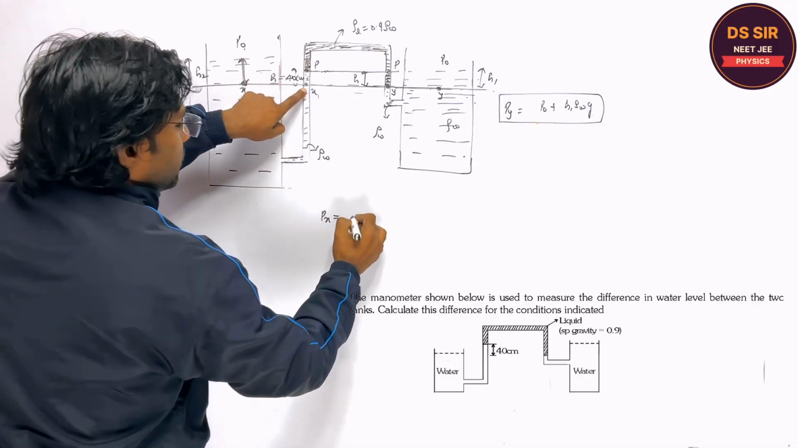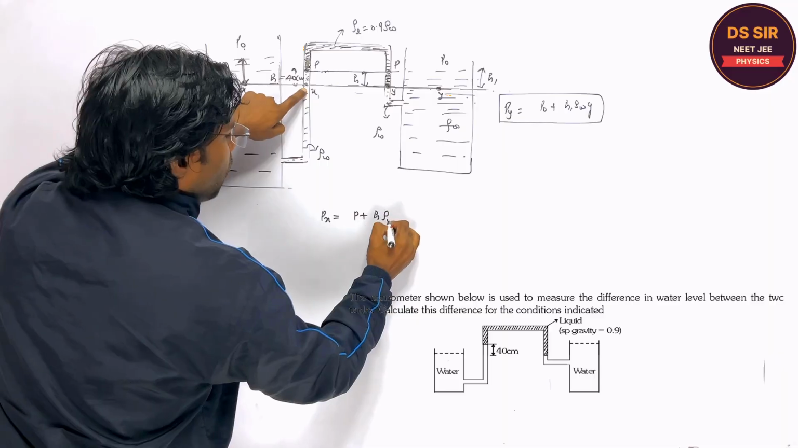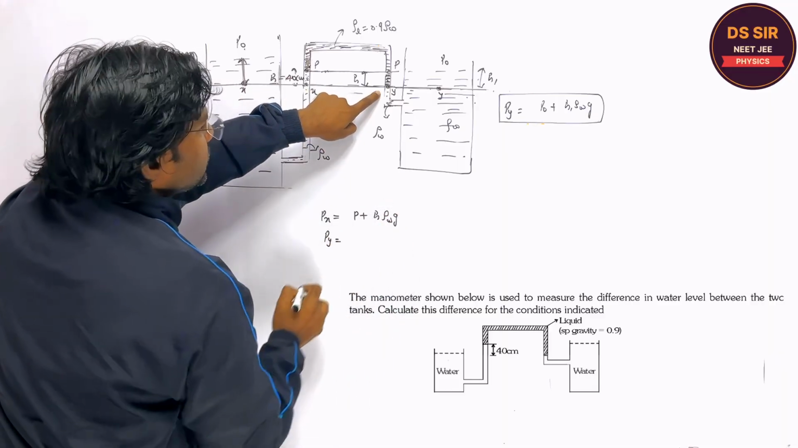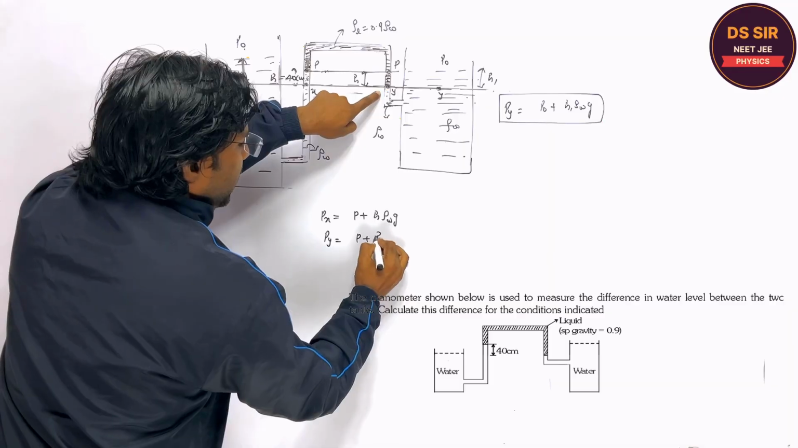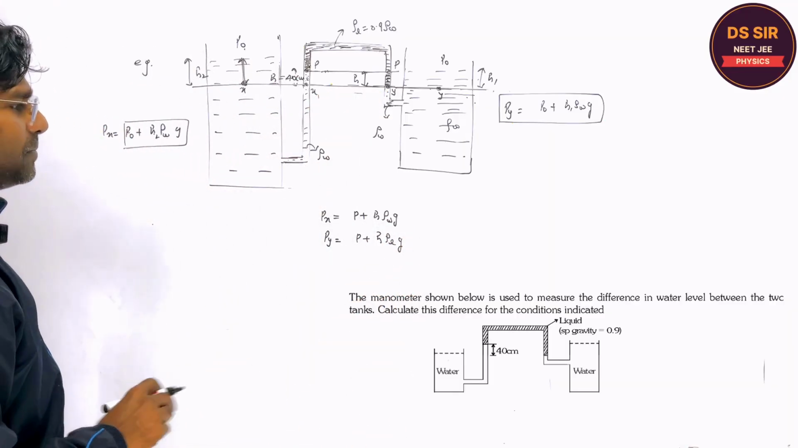On the left side, P plus H rho water into G. What is the pressure at the Py side, this side? P plus H rho liquid into G. Is it clear or not, you tell? Fine.